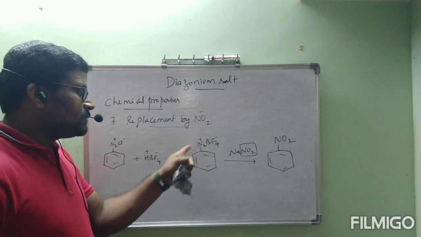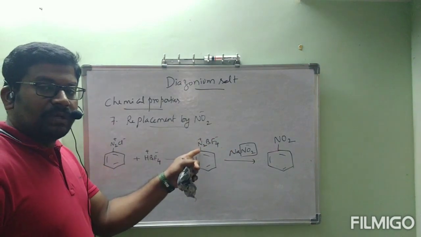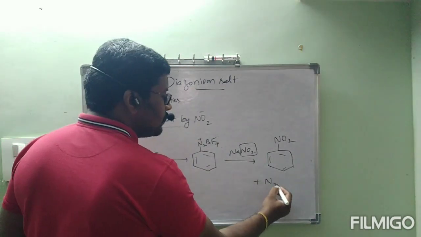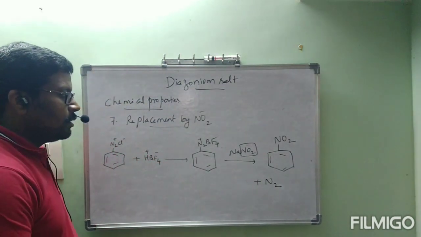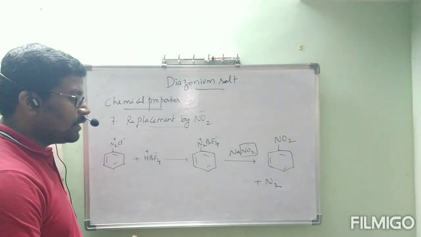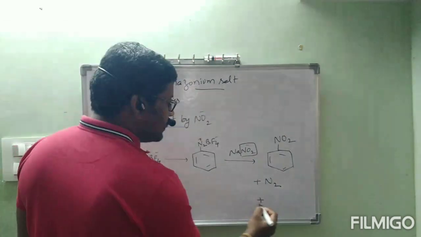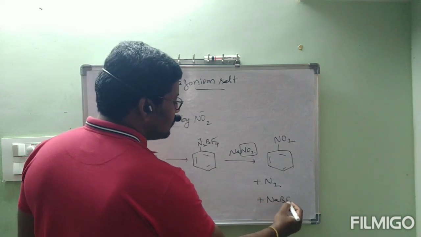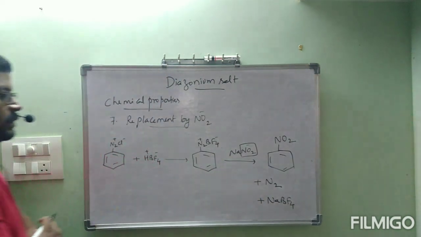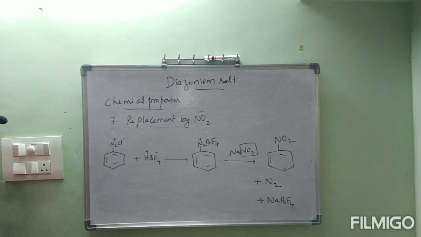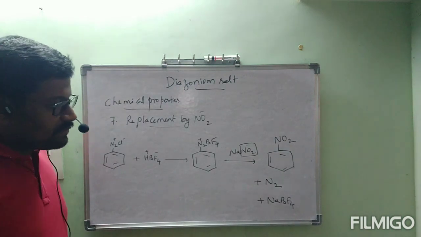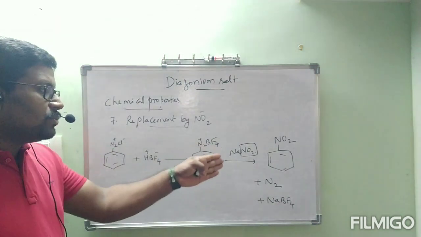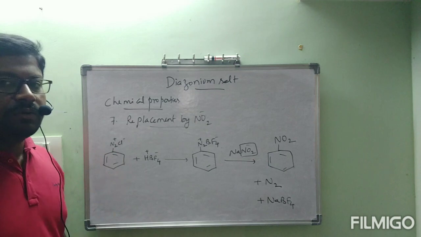NO2 minus is going to displace this one to be formed as nitrobenzene. Nitrogen N2 is coming as same N2, plus the remaining substance NaBF4, sodium borofluoride. NaBF4, sodium borofluoride, is the substance formed. In this way, the NO2 group is going to displace the diazonium group.